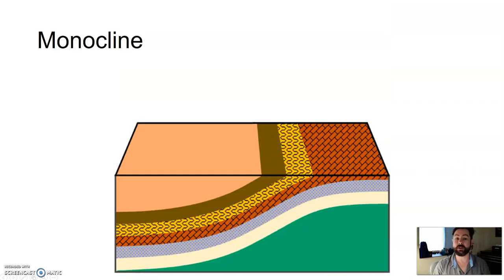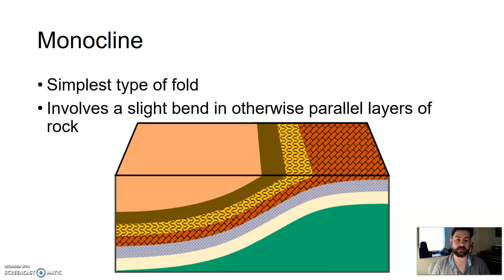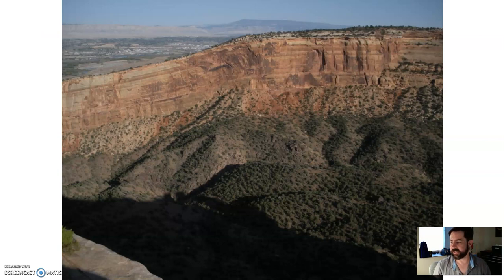Then you also get something called a monocline. Mono, meaning one. It's the simplest type of fold. It involves a slight bend in otherwise parallel layers. So you get flat, flat, flat, bend up, flat, flat, flat. Or flat, flat, flat, bend down, flat, flat, flat. So it just kind of goes horizontal, bends up, and then goes horizontal again. So there's not up and down, down and up. So monocline, just one. So here's an example of a monocline. You got some layer kind of bent up, and then it goes flat. So just one bend to it, monocline.